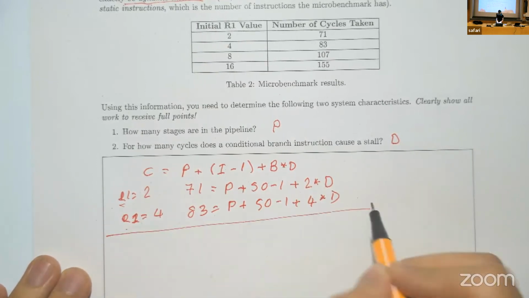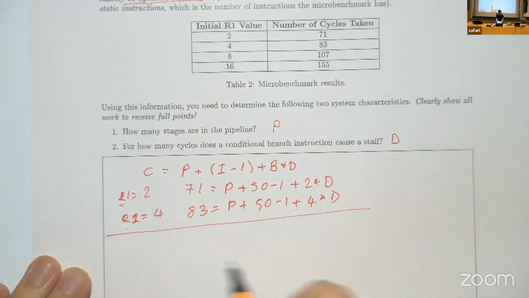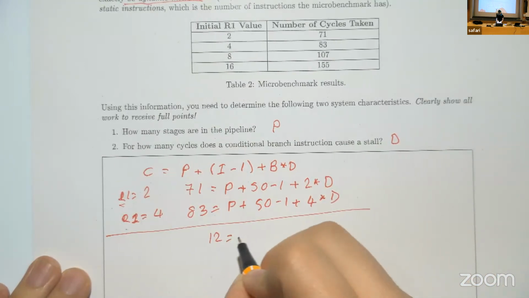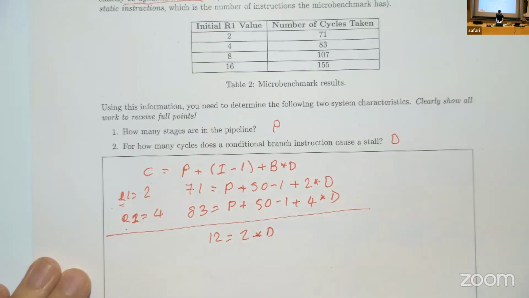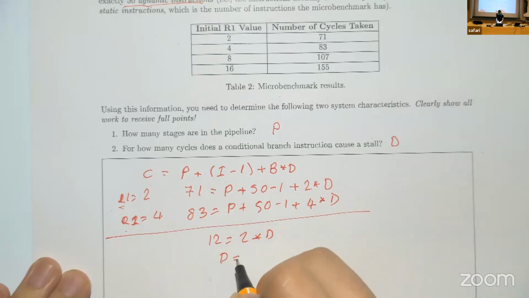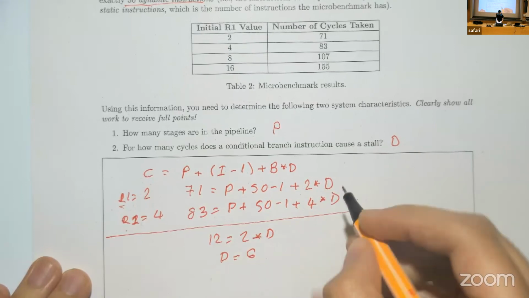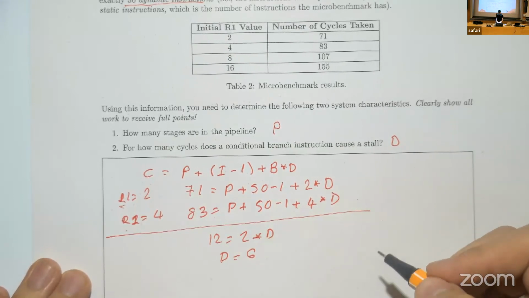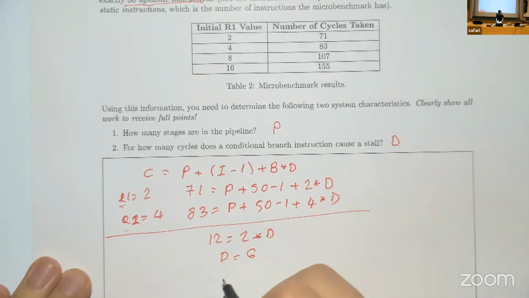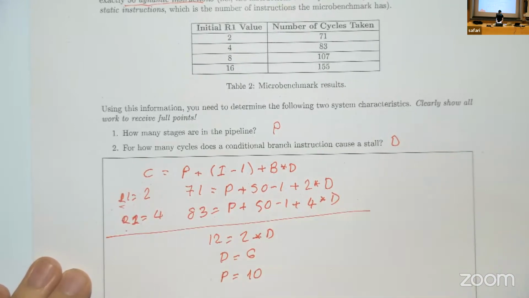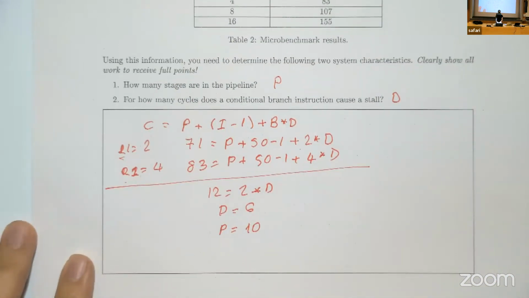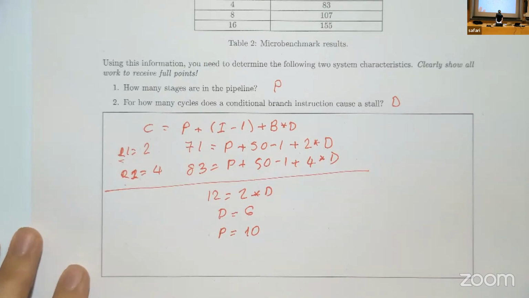And we can solve the system and see 2D is 12. And from that, we get that D is 6. And when we put this in place in any of these formulas that we know, P is 10. So do you have any questions?